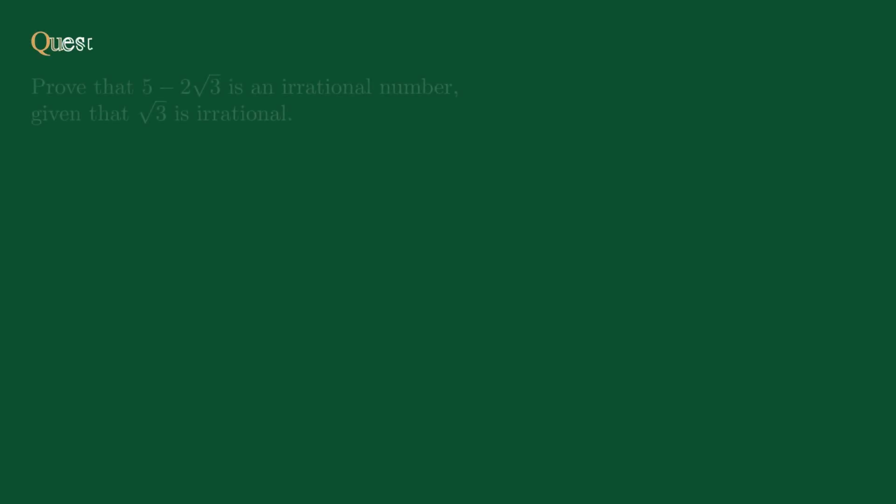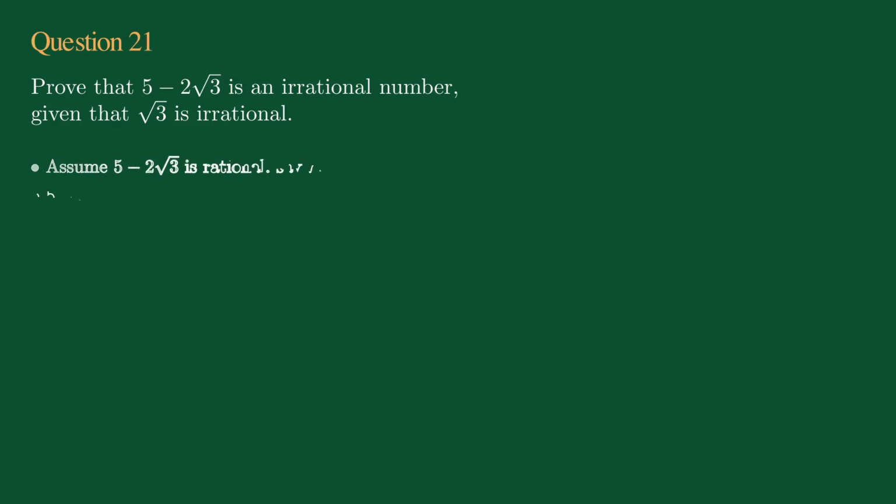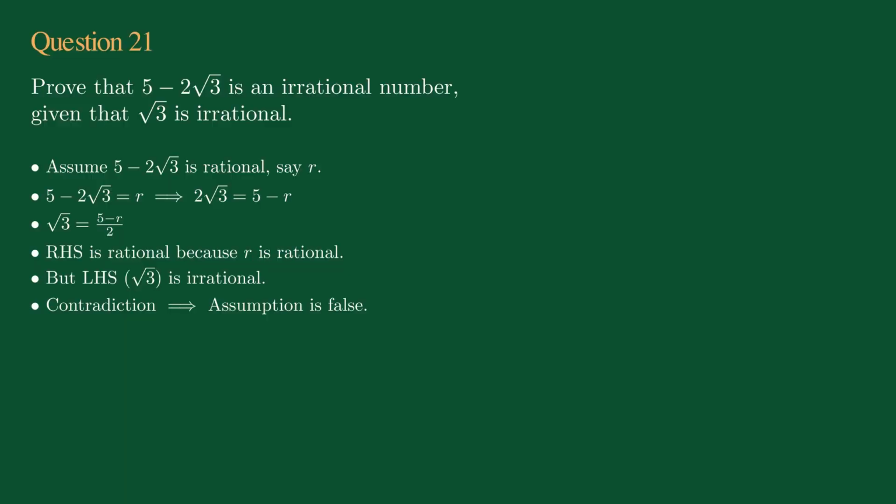Question 21. Prove that 5 minus 2 root 3 is an irrational number, given that root 3 is irrational. Let us assume that 5 minus 2 root 3 is a rational number r. Rearranging the equation, we get root 3 equals 5 minus r divided by 2. Since r is rational, the right-hand side is rational. However, the left-hand side, root 3, is irrational. This contradiction implies our assumption is false. Therefore, 5 minus 2 root 3 is an irrational number.